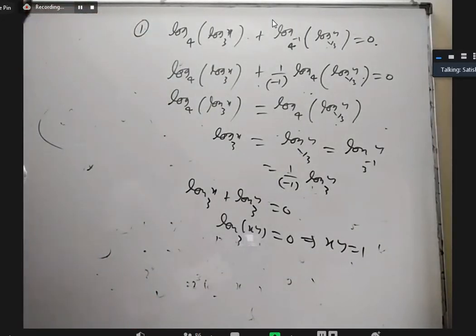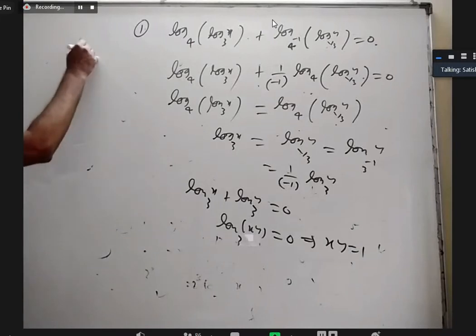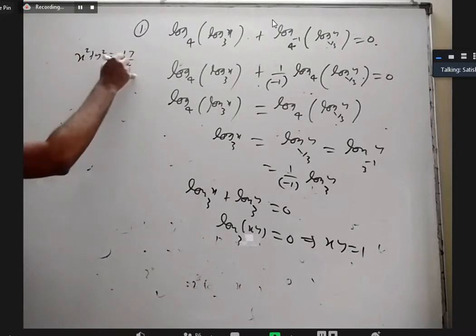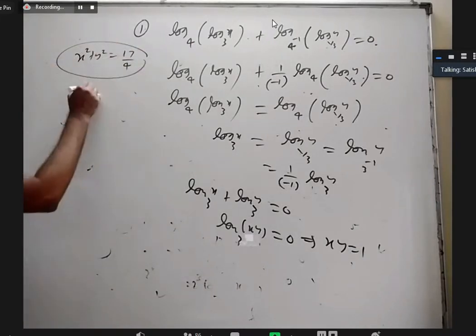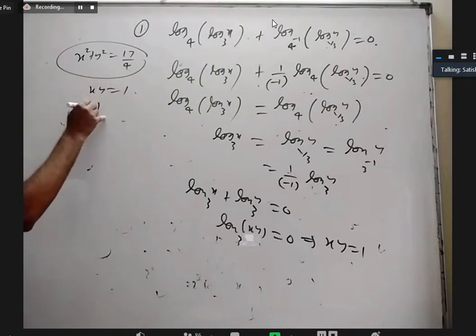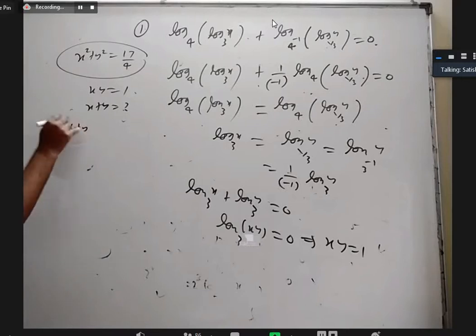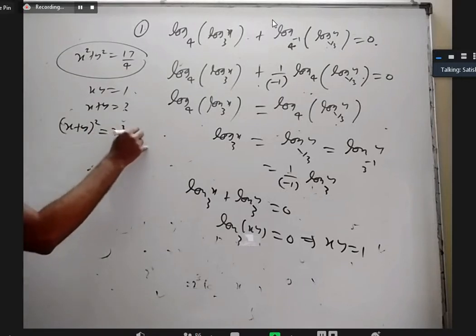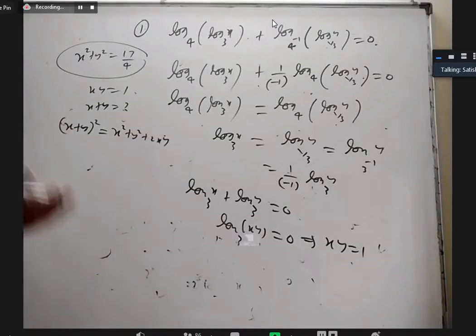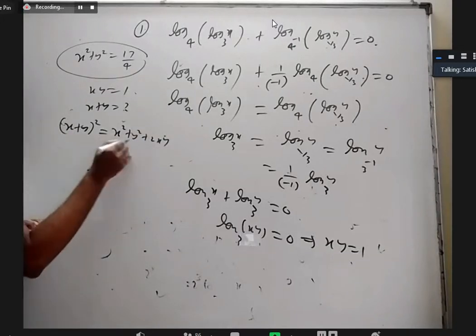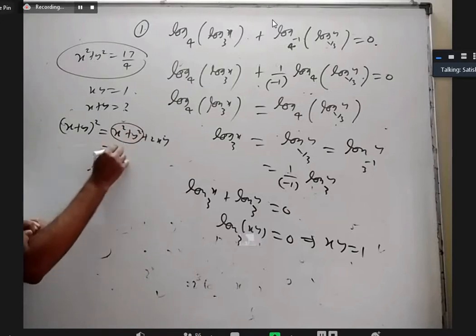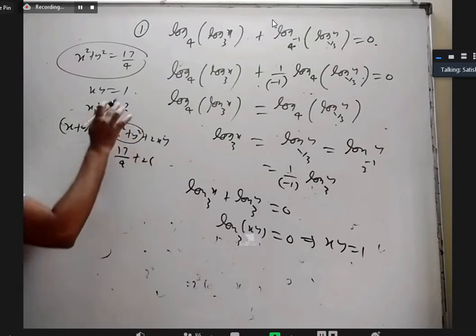Okay, second equation, x square plus y square equal to 17 by 4. We have to solve these two. So x square plus y square equal to 17 by 4, xy equal to 1. And what is x plus y? You can just connect all these things. X plus y whole square is x square plus y square plus 2xy. I don't have to find what is x, what is y, irrelevant here. X square plus y square is already given as 17 by 4, and xy already got as 1.